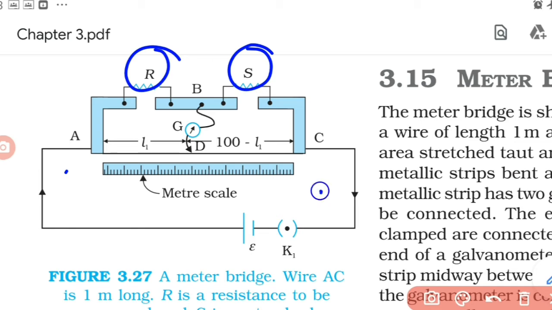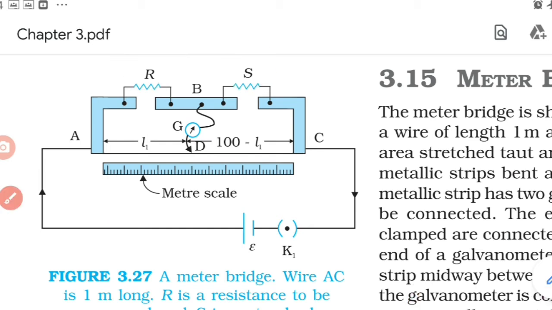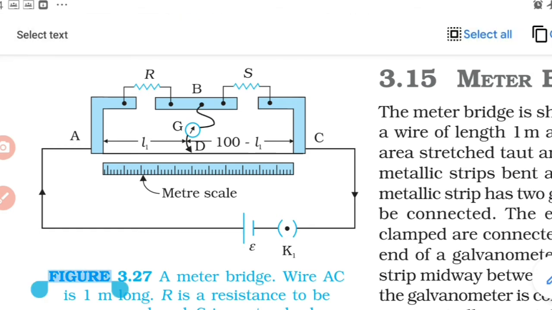AC is of 100 centimeter length. So if we take AD, what is D? That sliding contact position where we pressed the jockey. At that position, the wire is divided into 2 portions, AD and DC. If length AD is L1, length DC will be 100 minus L1. So these are the 4 resistances in the meter bridge which make it a Wheatstone's bridge: R, S, then L1 and 100 minus L1.